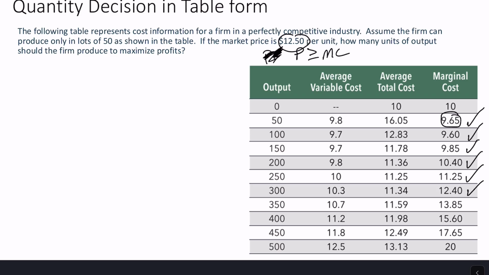Next row, $13.85. Greater than $12.50. Don't do it. Don't do it. Don't do it. So we're going to stop at that last row where our price is greater than our marginal cost. And that's going to tell us we should be producing 300 units to maximize our profits.